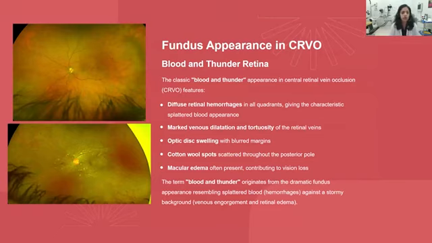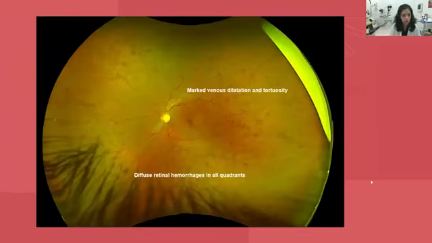So the term blood and thunder, again, originates from the dramatic fundus appearance. I'll show you a picture later, which resembles splattered blood against a stormy background of venous engorgement and retinal edema. So you can see in this picture, not typical blood and thunder, but you can see there are a lot of retinal hemorrhages throughout the entire retina. It's going till the peripheral retina, including the macular and the posterior pole area.